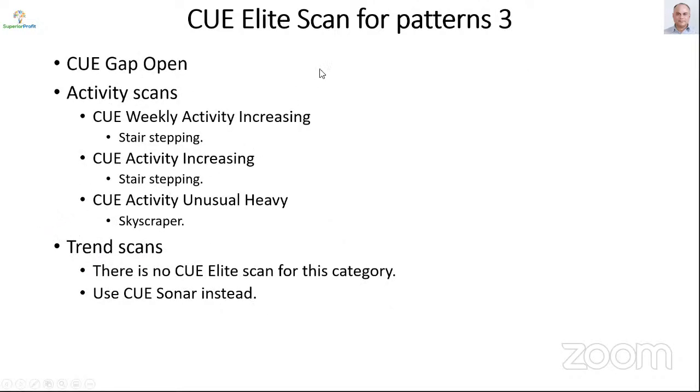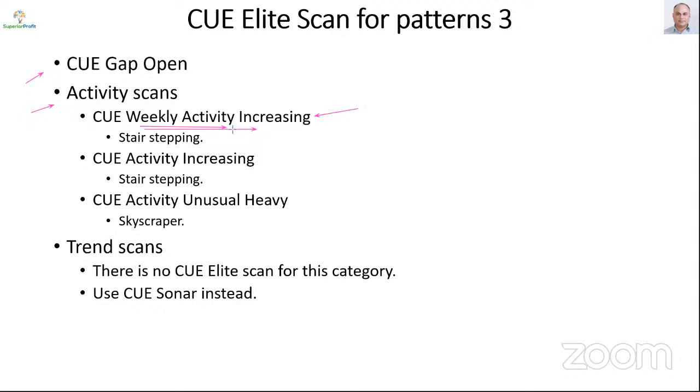For the rest of the pattern scans in QElite, you will usually see there is always a corresponding match in Q Global. I'll go through the QElite scans quickly. Gap open, gapping pattern, activity scans, weekly activity increasing, stair stepping. If it is weekly, you know you will run it only at the end of the week. So if you have a workflow to look at stocks in more detail at the end of the week, then you can do every day because of time constraint.